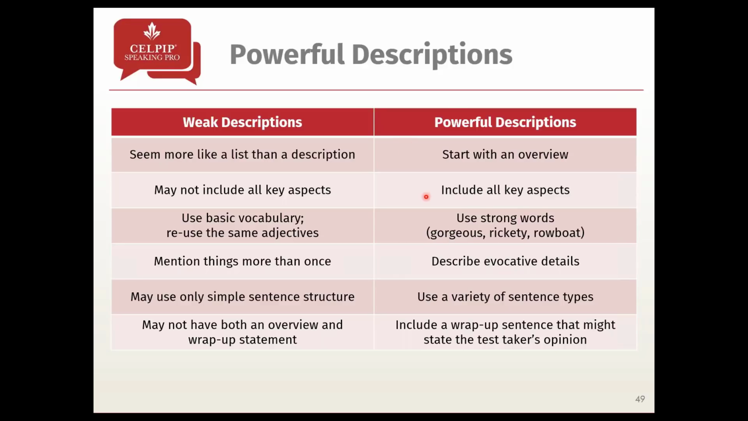So start with an overview. Include all key aspects in the image, not everything you see, but the things that are weird, the things that are unique. Try to use strong words in your description and include evocative details that would make the reader feel how you feel when you see it, or make the listener feel that way. Remember to use a variety of sentence types, and if possible, include a wrap-up sentence that might give your opinion about what you're seeing. Okay?